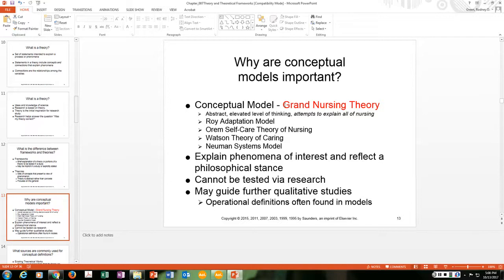Examples of grand nursing theory. Well, we talked about the Roy adaptation model, and from other theory courses, you are familiar with Orem's self-care theory of nursing, right? The role of nursing is to promote self-care to the extent that the client has the ability to provide self-care themselves, or they have self-care deficits, and then the role of nursing is to supply what the patient needs. Watson has a theory of caring, and the Betty Neuman systems model.